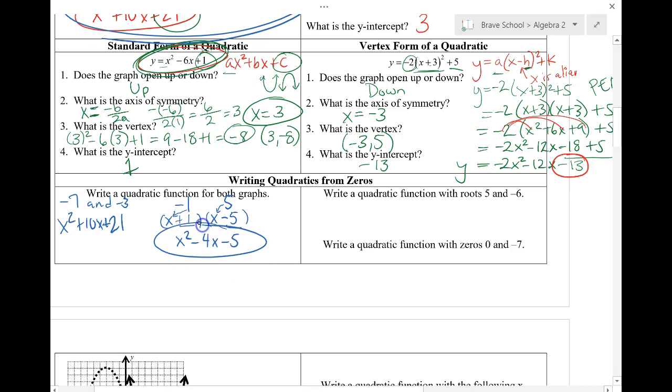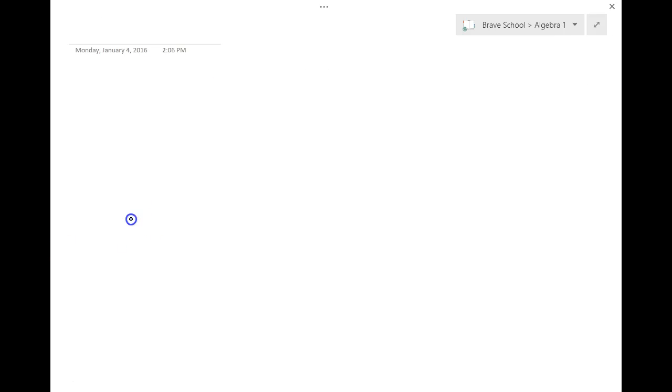Alright, and there you go. And there are your two functions for your quadratic function. Oops, sorry.